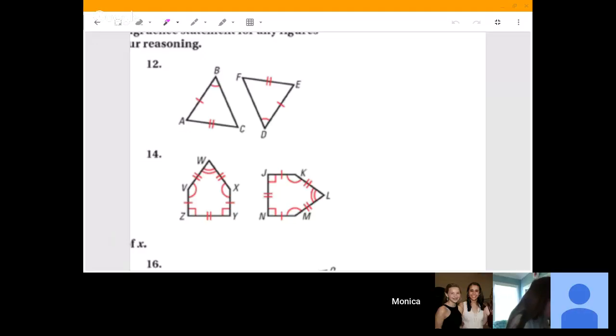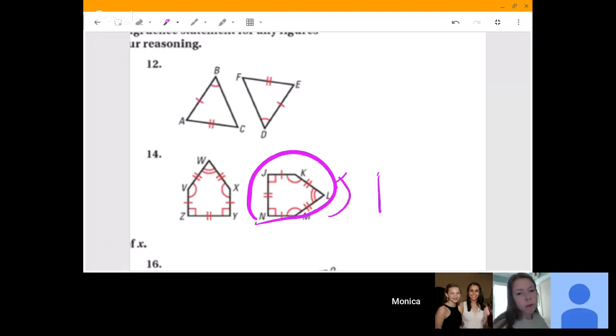So for number 14, when we look at that one, in order to prove triangles congruent, we have to prove that all sides and all angles are congruent. So we can kind of carry that over into other shapes as well. If we can prove that all sides and all angles, corresponding sides, corresponding angles are congruent, then we can say that those shapes are congruent also. So if you can imagine this shape here kind of flipped around a little bit, it would look just like that other one.